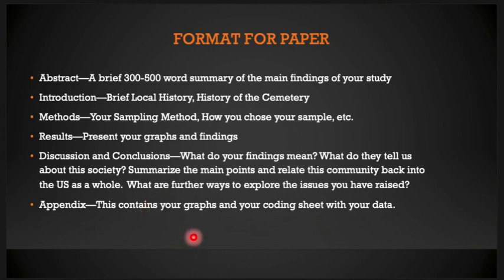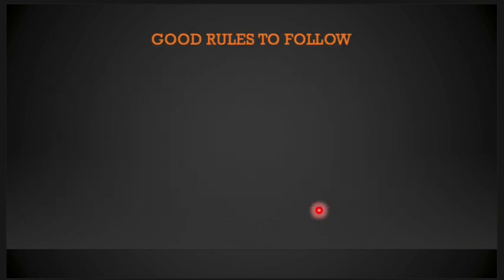And then the appendix. You can have the charts within the paper, or you could have the charts at the end of the paper. Either way, there has to be 5 to 7 pages of text, of just text. You could also have your coding sheet in the appendix as well.